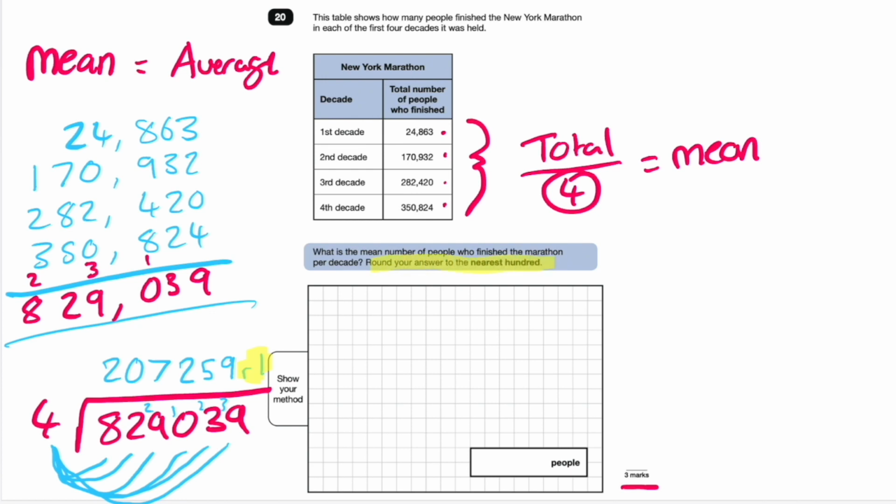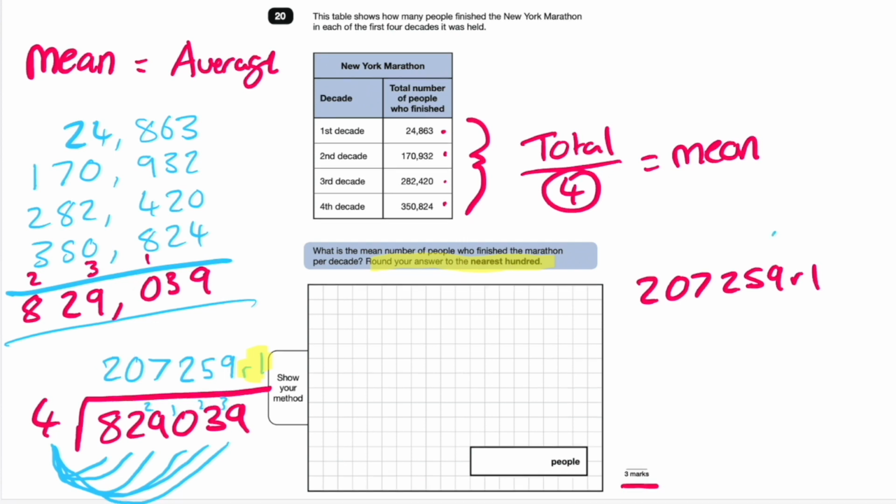So let's put our number over here. So that's the average, but we're rounding it to the nearest 100. So where's my 100 column? Well, I have 1s, 10s, 100s. So this is my 100 column. So I look next door and see the 5 influences this 2 up to a 3. So my answer would be 207,300. And then I'll put my answer in the correct box. And that'll get me all 3 marks.